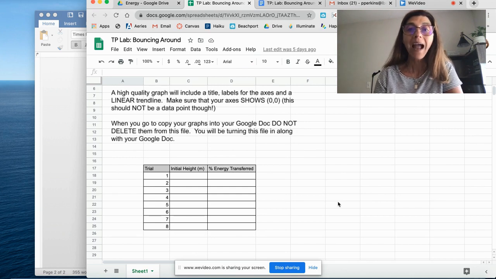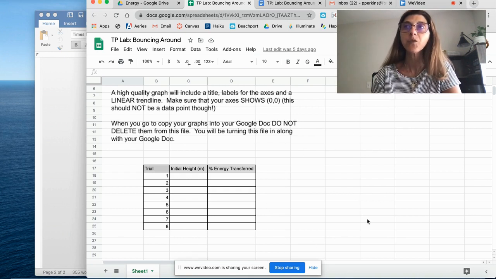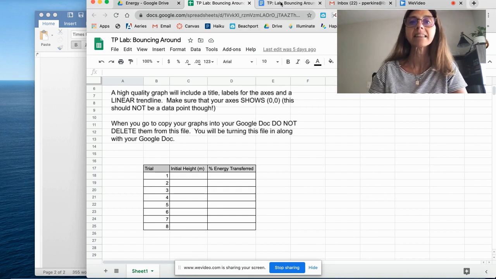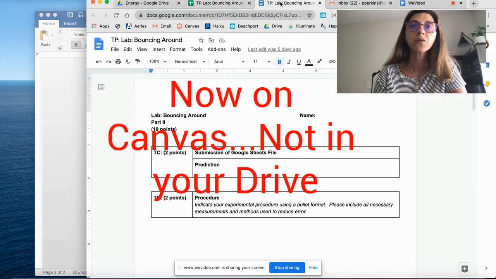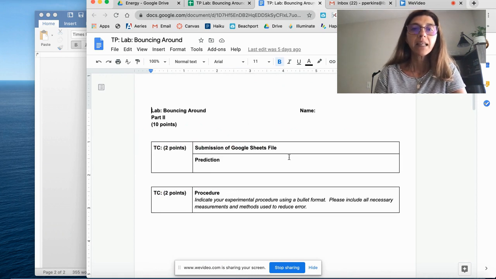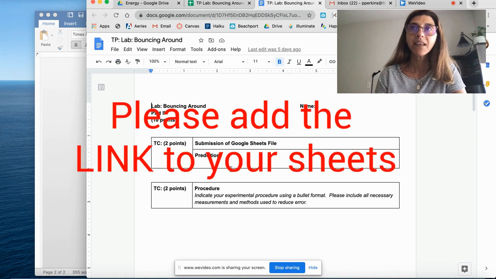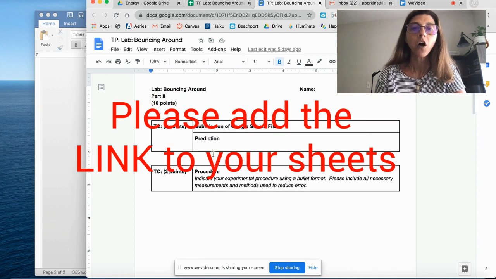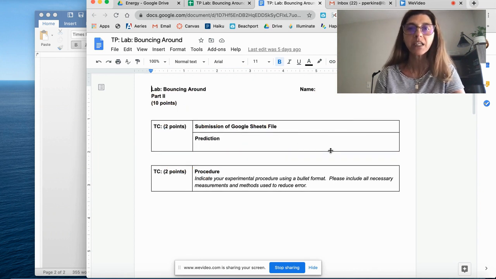Once you have your graph, you can copy and paste that into your Google Doc that I will show you next, but please do not delete it from this Google Sheets file. Keep this Google Sheets file in your physics folder for me to access. You will then access the Google Doc file in your physics folder that says TP Lab Bouncing Around. You will get 2 points for not submitting, but having the Google Sheets file in your physics folder along with your prediction. So please rewrite your prediction here.